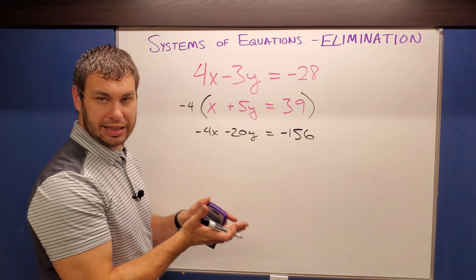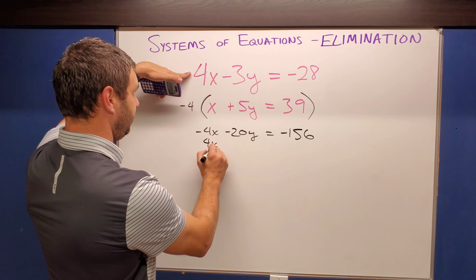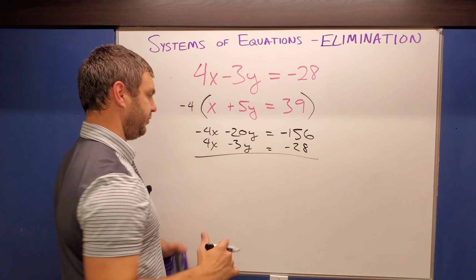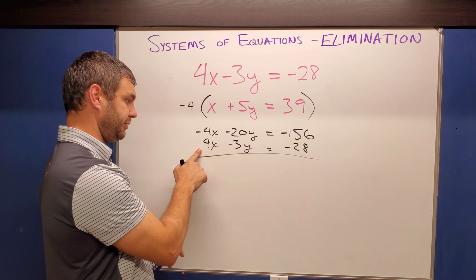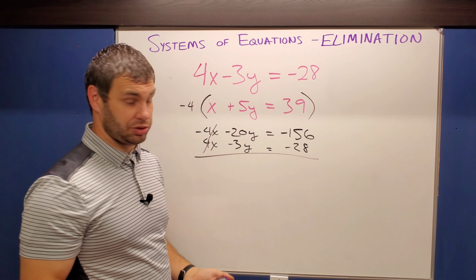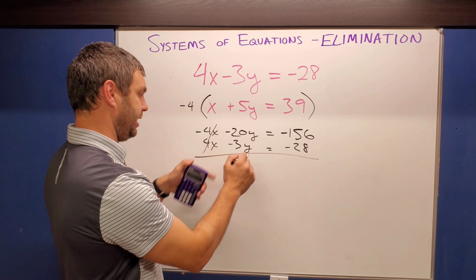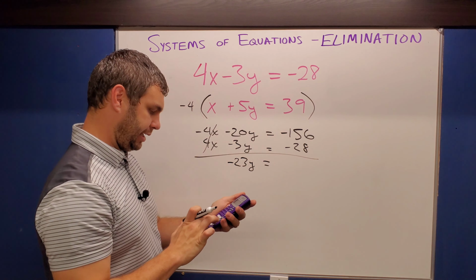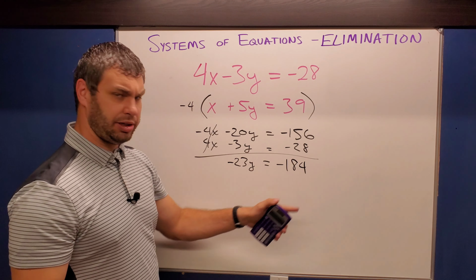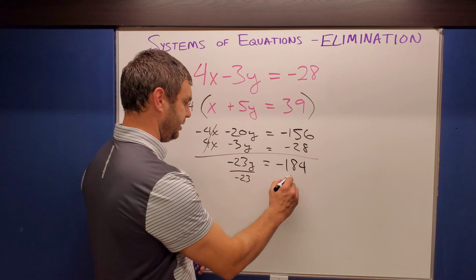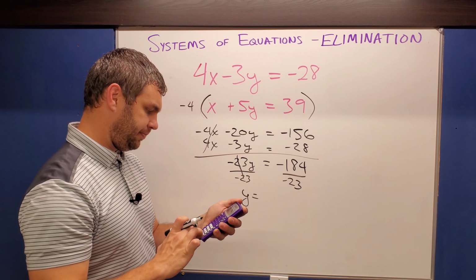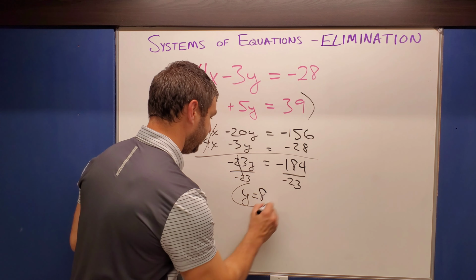Now I like to have mine right next to each other, so I'm going to take this top one and just copy it down. 4x minus 3y equals negative 28. And the reason for that is because now I can clearly see that we have a negative 4x and a positive 4x, so my x terms are going to be the ones that cancel. The rest I'm just going to put together. So this is now negative 23y equals, on that side, negative 156 minus 28 is negative 184. I'm guessing negative 23 probably goes into that. So let's try it. If I divide by negative 23 on both sides, negative 184 divided by negative 23 is a positive 8. So my y value is going to be 8.